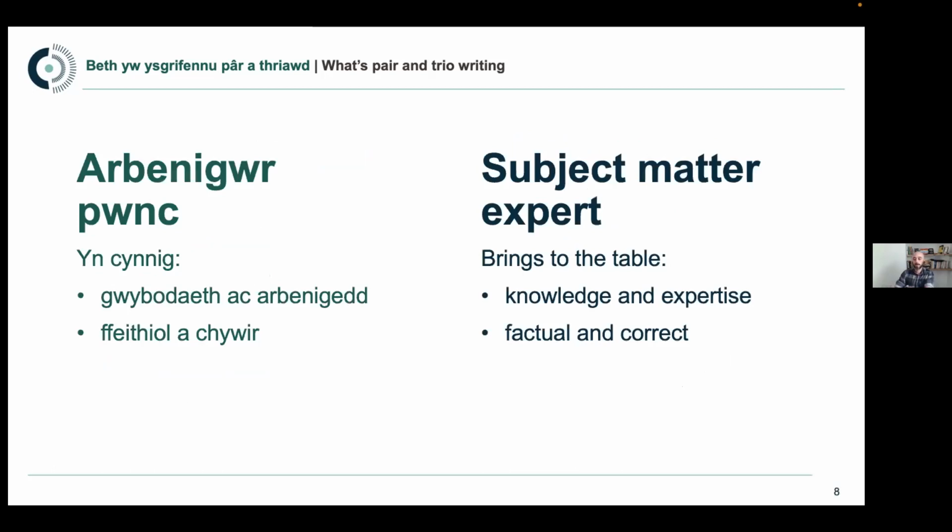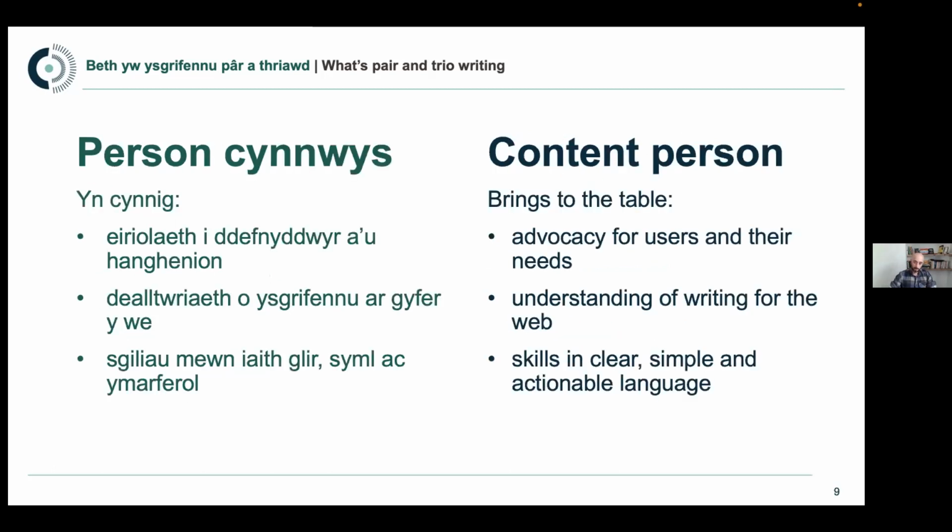Subject matter experts in pair writing bring to the table the expertise and the knowledge. They make sure that the information is factual and correct. Sometimes you can use a user researcher if they have a good understanding of the topic and the user needs as well. Then we have the content person.